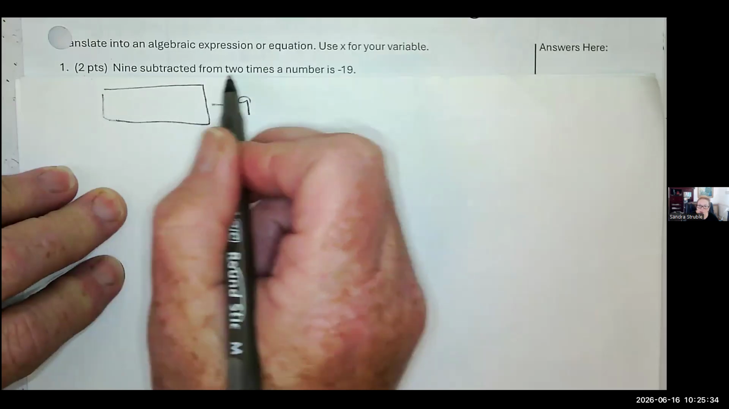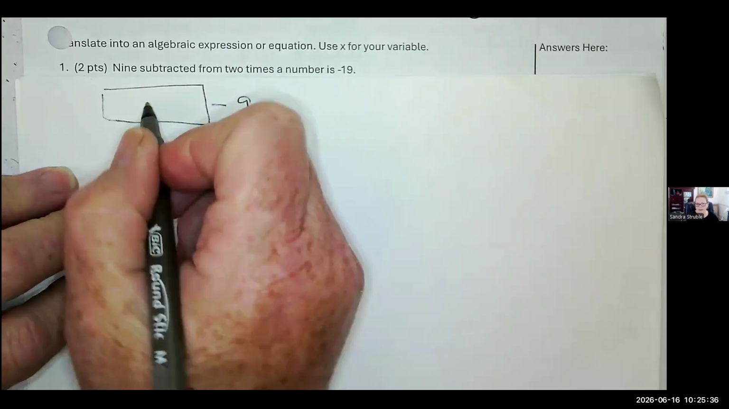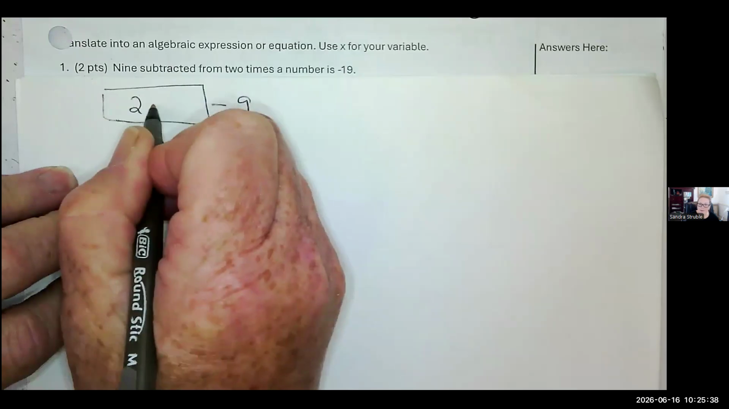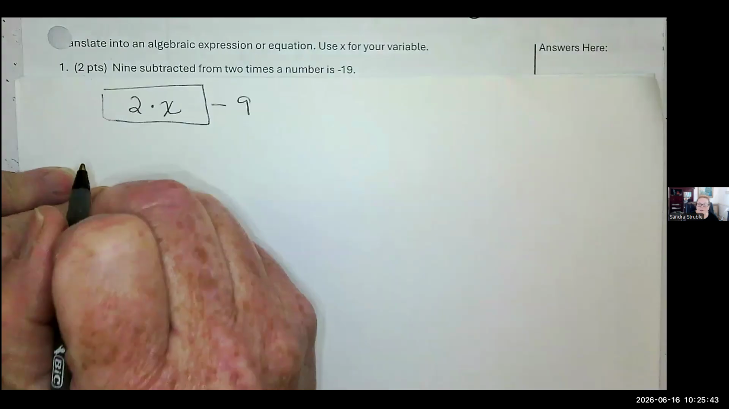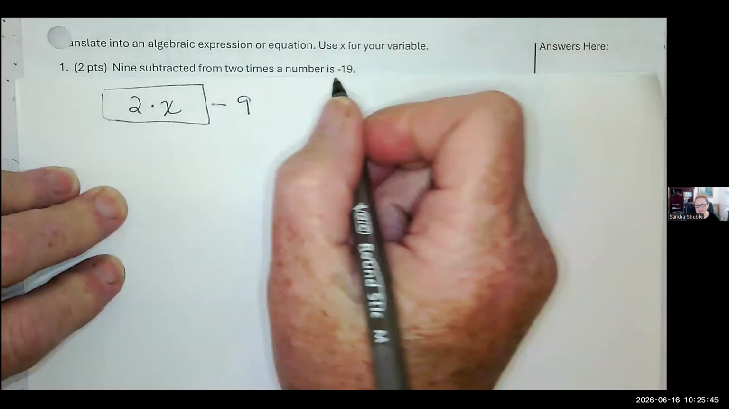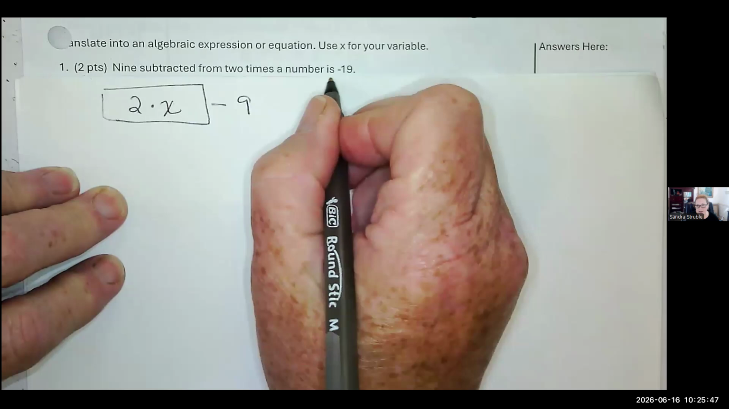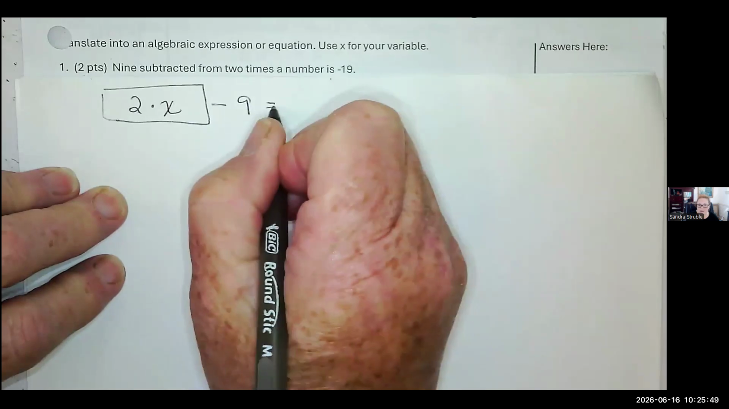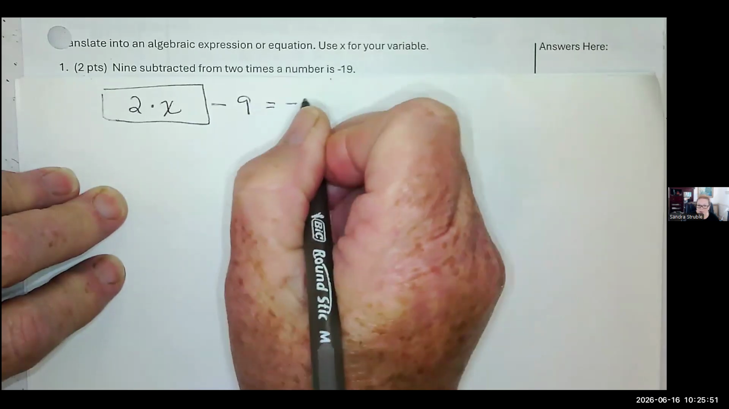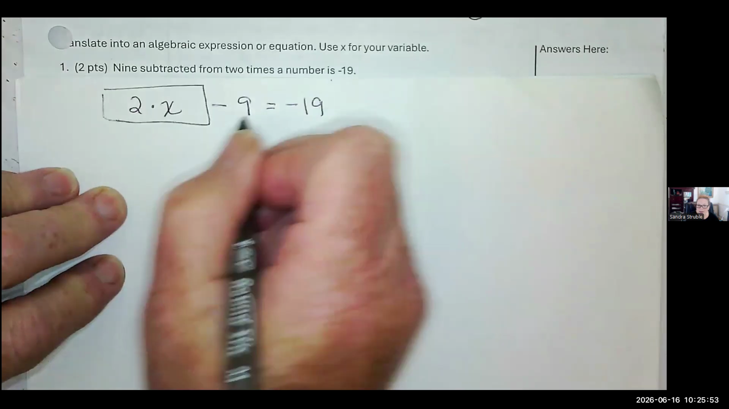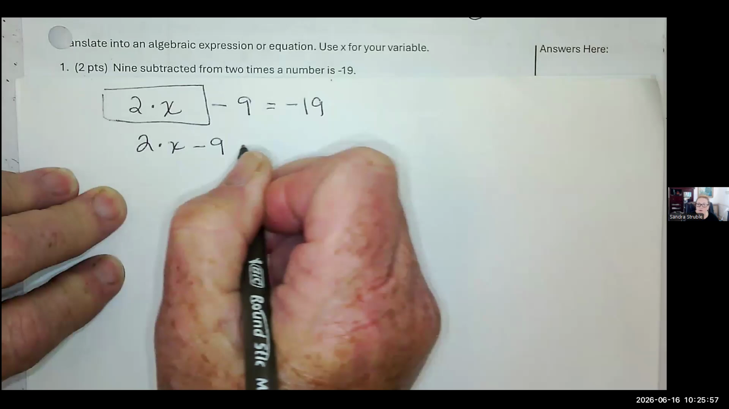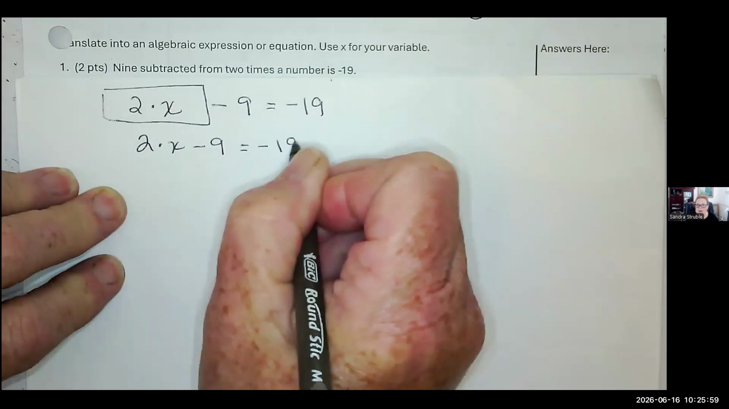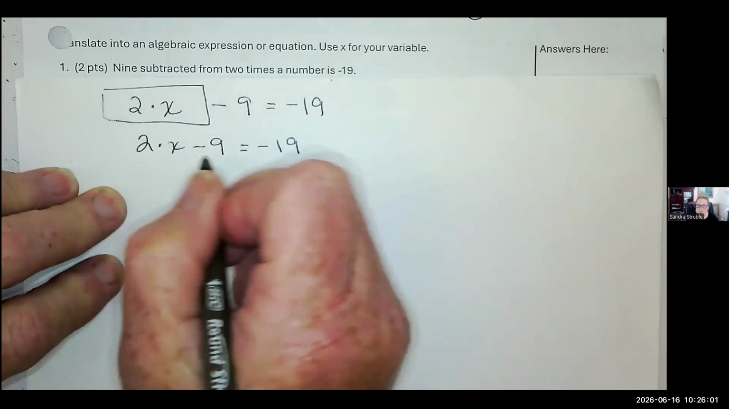Well, that is 2 times, and you can pick any variable. I'm just going to choose X because that's usually what students like. And then the word is always means equals. And the word that is negative 19. So cleaning this up, it's 2 times X minus 9 is equal to negative 19. Or you could have written 2X minus 9 as well. I would have accepted either one.